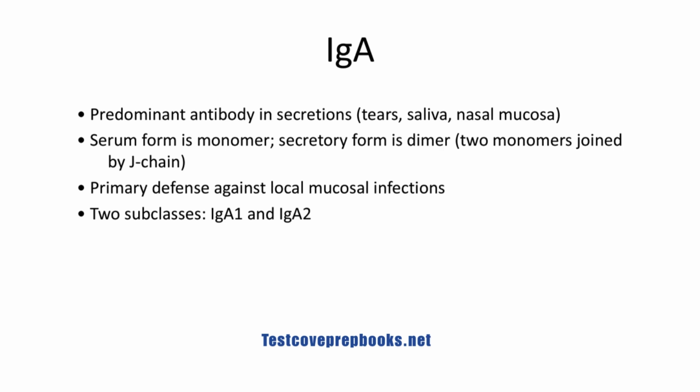Moving on to IgA. IgA is the predominant antibody found in secretions such as tears, saliva, and nasal mucosa. In serum, IgA is a monomer, but in secretions, it is a dimer held together by a J chain. IgA provides the primary defense against infections at mucosal surfaces. It exists in 2 subclasses, IgA1 and IgA2.